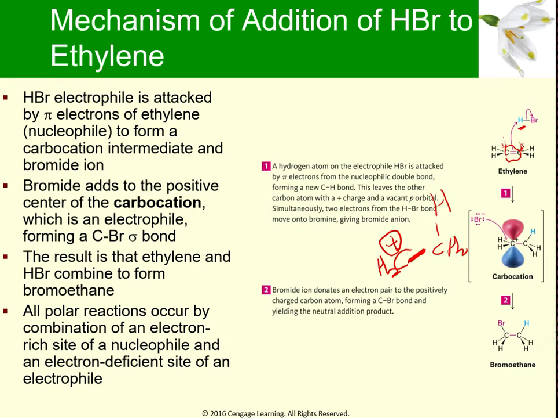Now, once a proton is attached to this part, then you will have Br as a Br minus. Br will be dissociated as a Br minus, and that Br minus is a nucleophilic species. So you can draw the arrow like this. It becomes this, the final product.